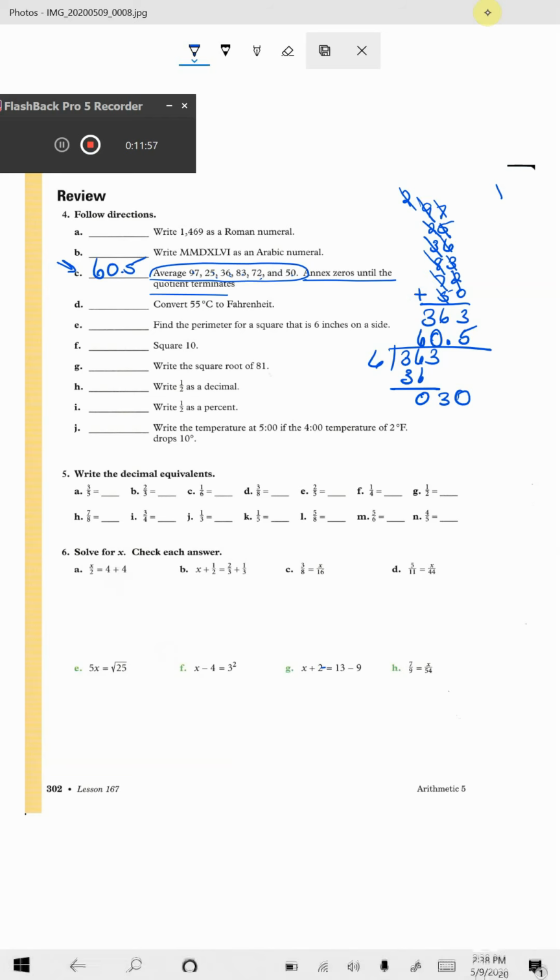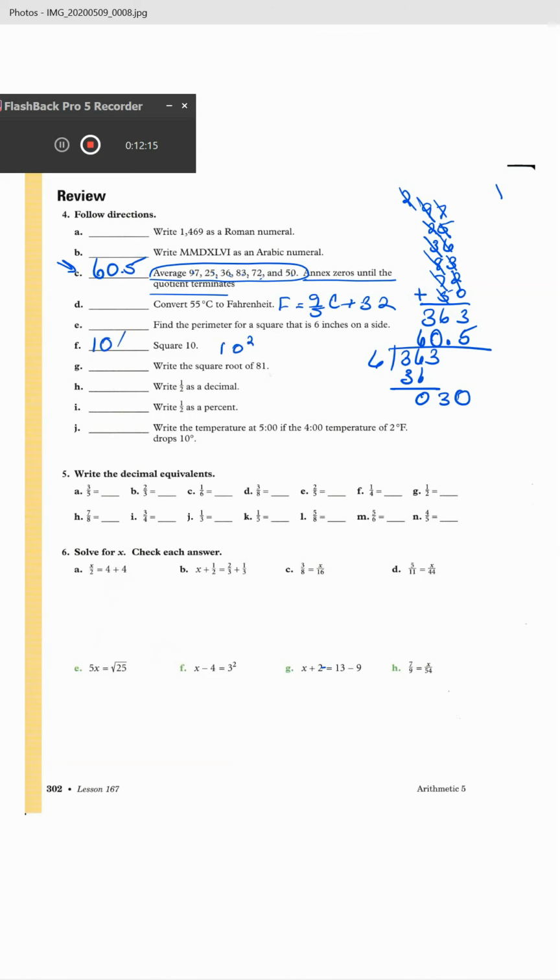Convert Celsius to Fahrenheit. So that's just Fahrenheit equals 9/5 times the Celsius plus 32. You can do that. Perimeter of a square. 10 squared means this. And what is that? 10 times 10? 100. What's the square root of 81? That's going backwards. What two numbers equal 81? 9. Write a half as a decimal. That you know, that's 0.5. Write half as a percent. Would be 50%.